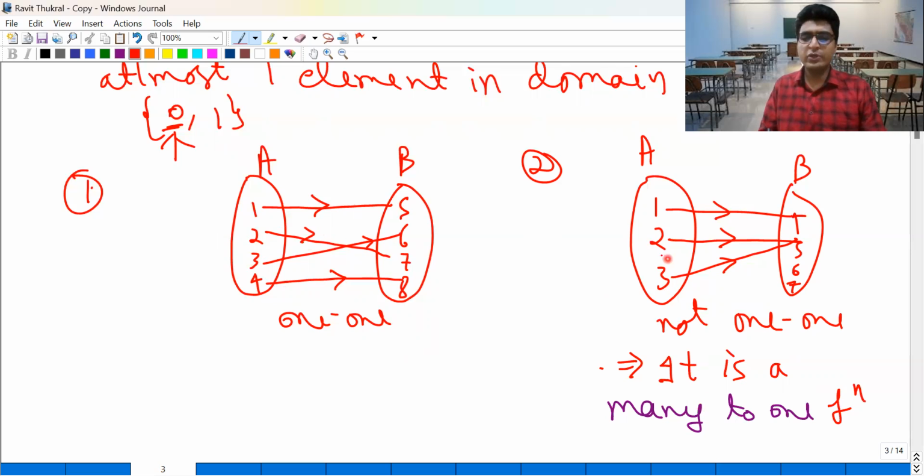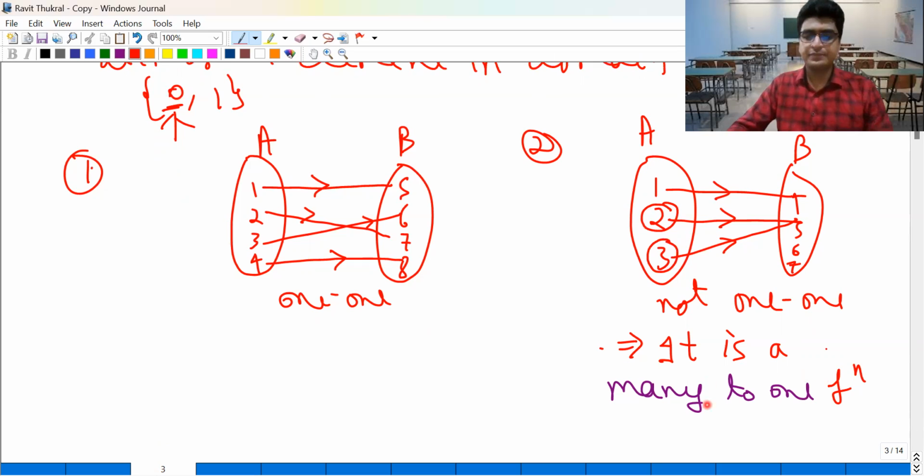What is many-to-one? You can see here that two elements, 2 and 3, are associated to the same element. So 2 are associated to one element in B. That makes it many. This many contains 2 and 3 to 1. Okay, so it is a many-to-one relation.